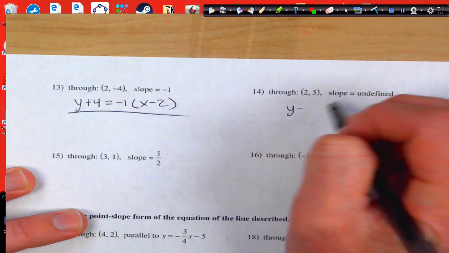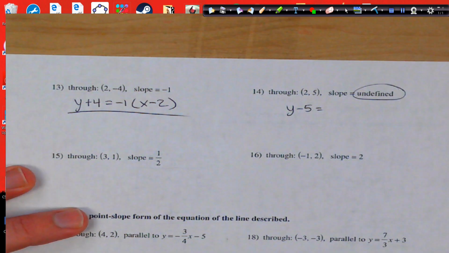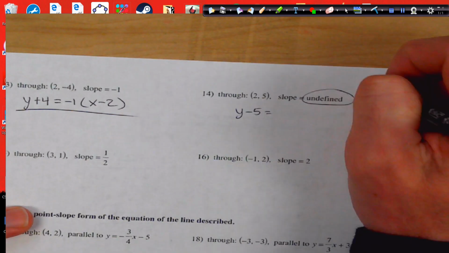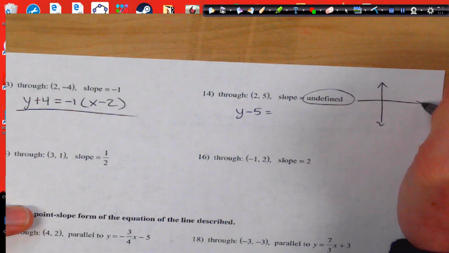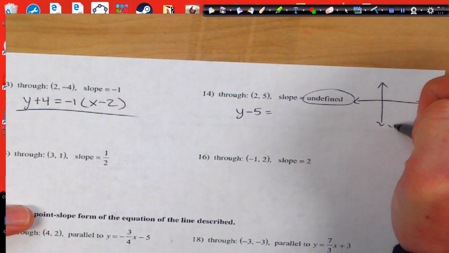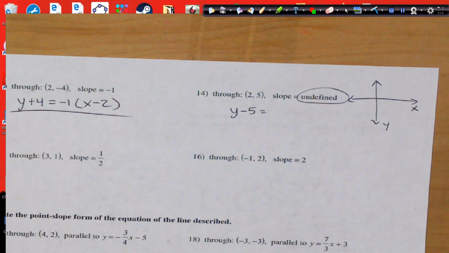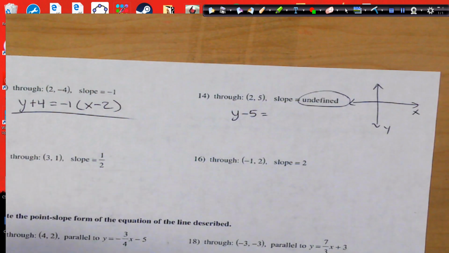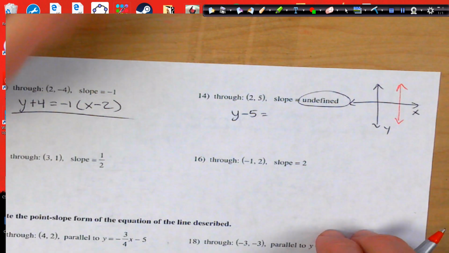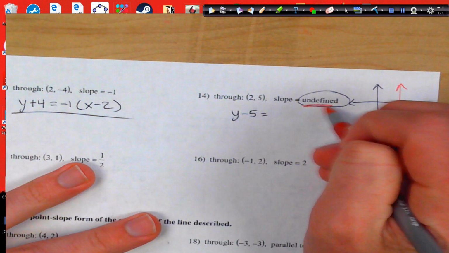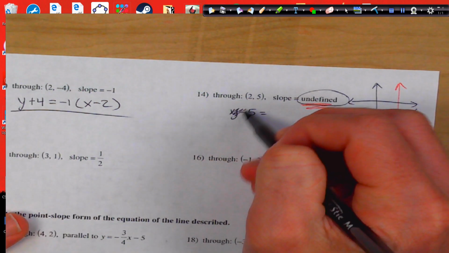Y minus 5 equals, what does that mean? Okay, real quick, this one's a little bit challenging. If this is my x and y axis, okay, slope undefined means that my slope is actually going to be an up-down arrow, okay? So that's what an undefined slope looks like. So we can't actually use our traditional method here.